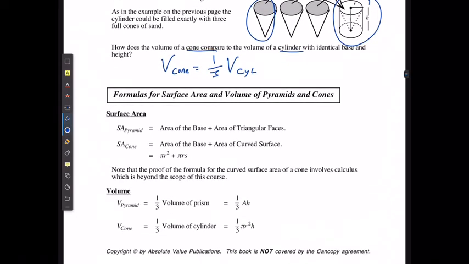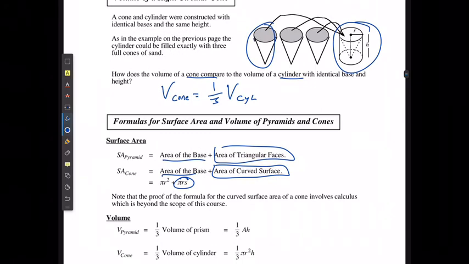If we're talking about the surface area, for a pyramid it's just going to be the area of the base plus the area of the triangular faces. For a cone, it's the area of the base plus the area of the curved surface, and the area of the curved surface is pi times r times s, where s is not the vertical height, but the slant height going up the side of the cone.